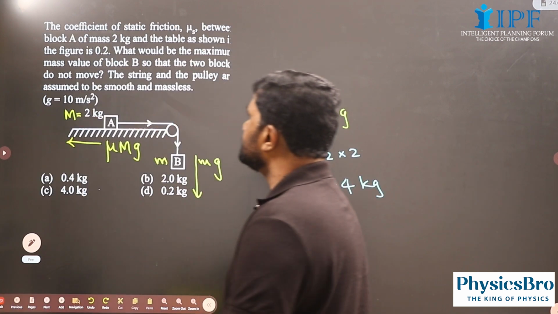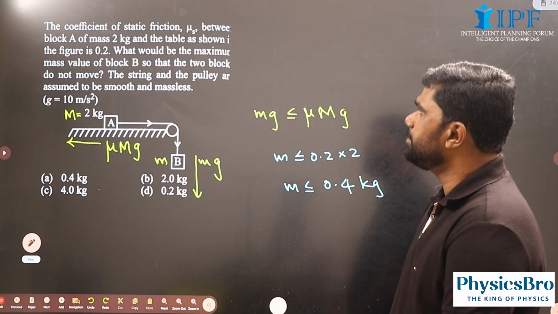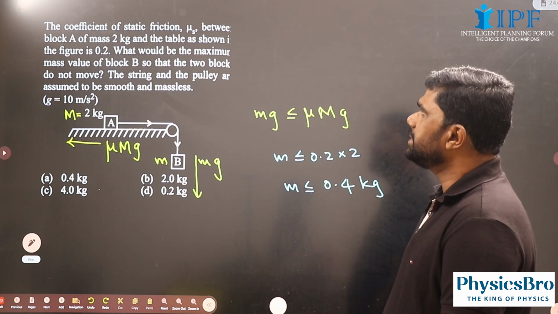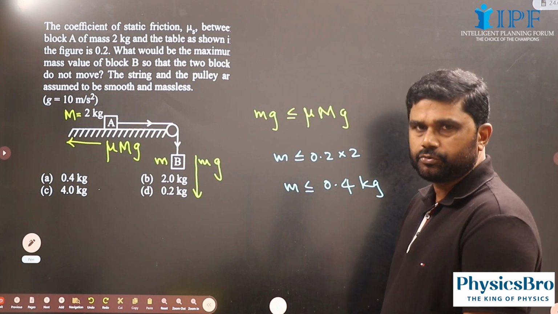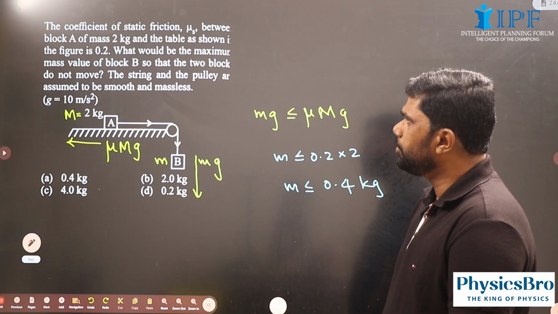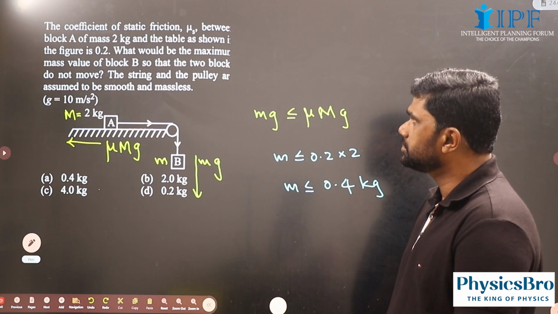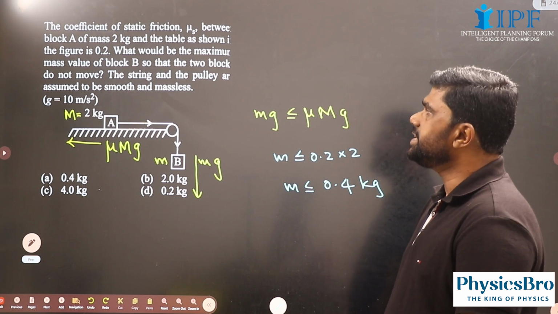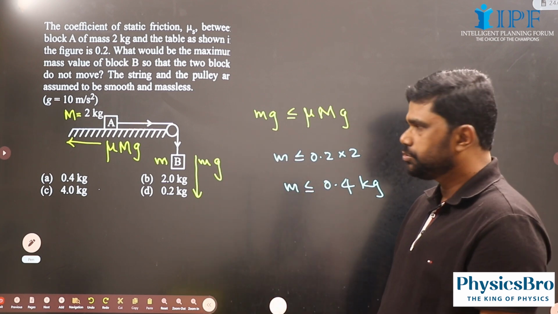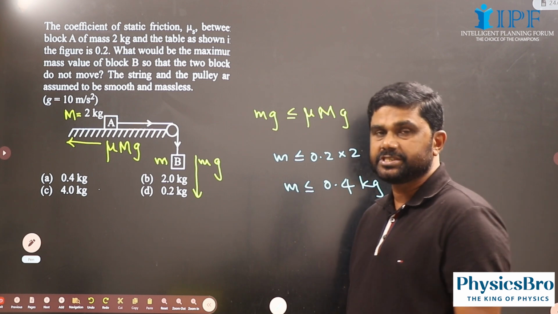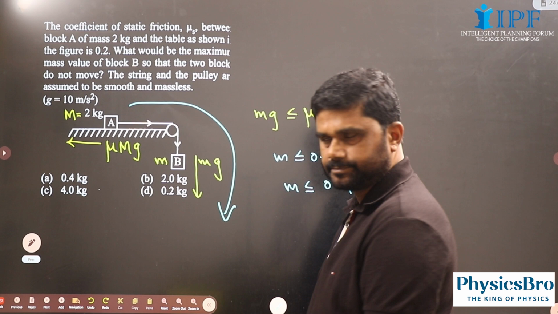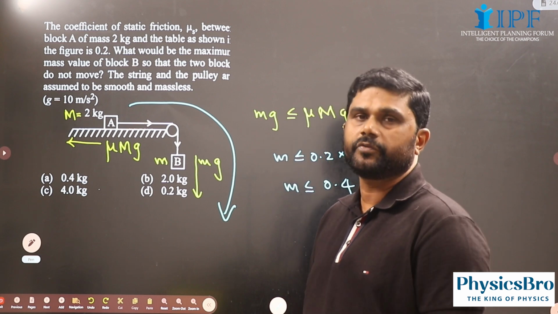Next, the coefficient of static friction between block A of mass 2 kilogram and the table, as shown in the figure, is 0.2. What would be the maximum mass of block B so that the two blocks do not move? The string and the pulley are assumed to be smooth and massless. When the system is released, if the system moves, it will be moving like this.